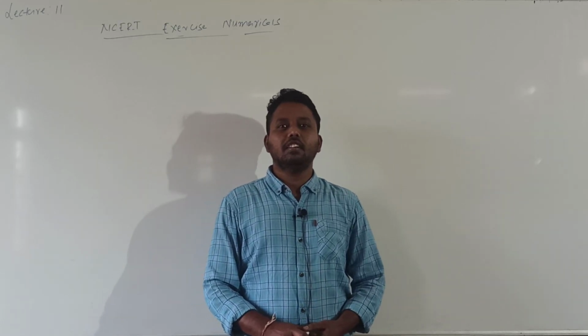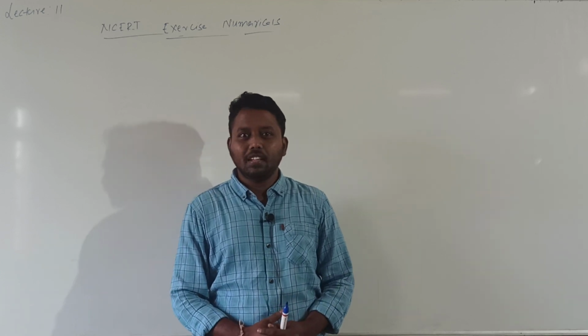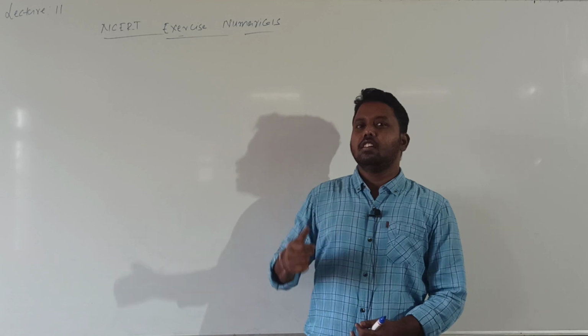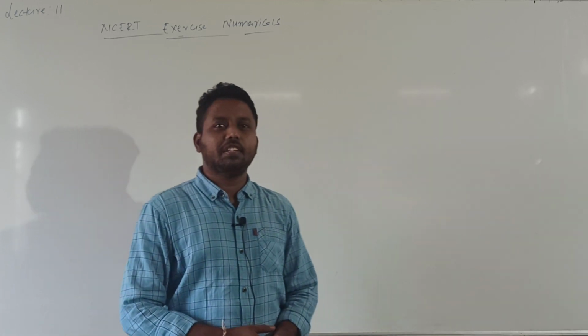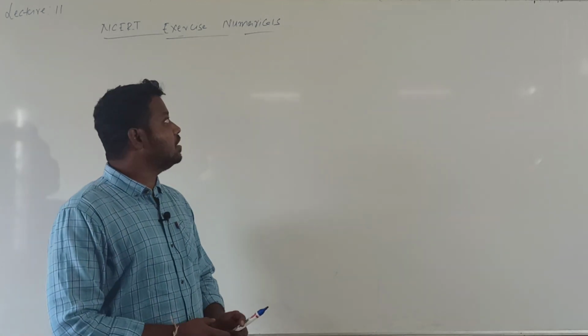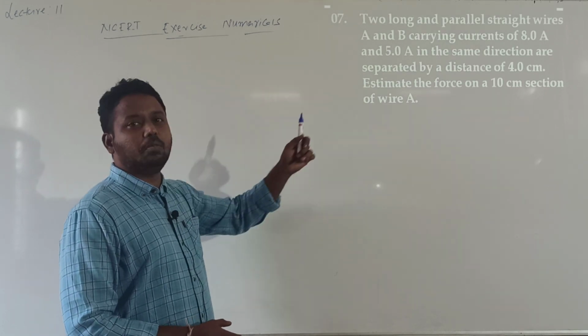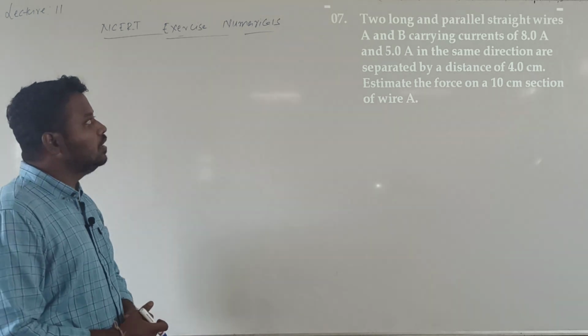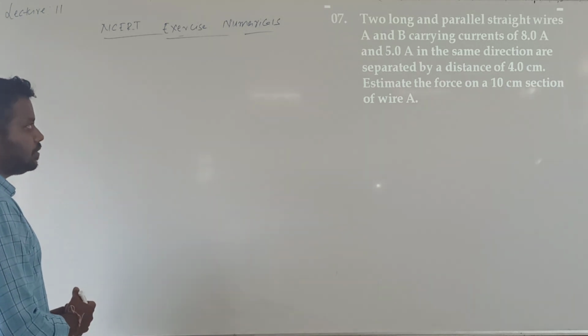We are discussing the moving charges and magnetism chapter. In the NCERT problems, in the last class we completed up to question number 6. The remaining questions of the NCERT exercise numericals we will continue. So that is question number 7. What is this question number 7?